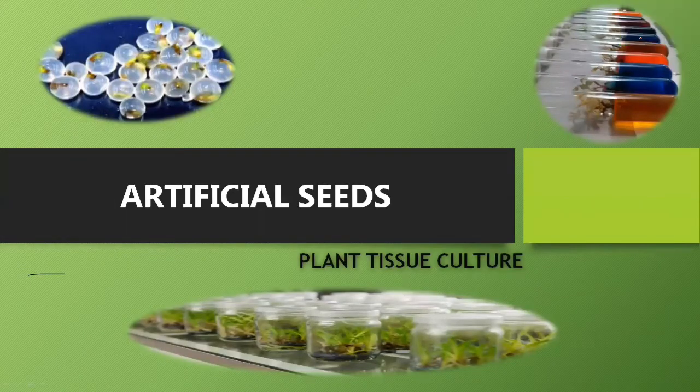Welcome to Biomentors. Today our topic of discussion is artificial seeds from the plant tissue culture lecture series. In the last lectures, we discussed callus culture and somatic embryogenesis, and at the end of somatic embryogenesis, we saw that somatic embryoids can be stored for a longer period of time by converting them into an artificial seed.